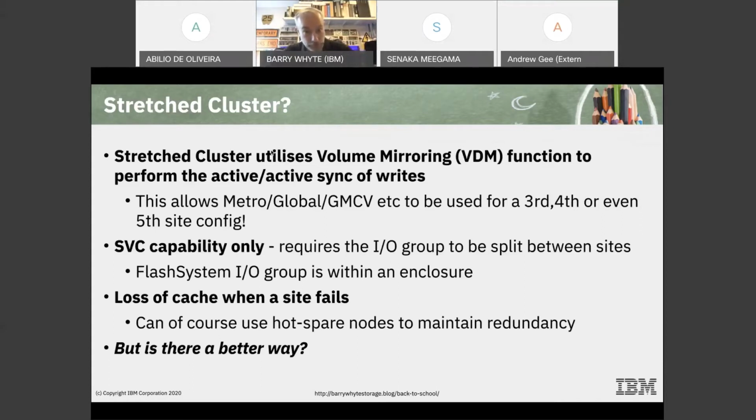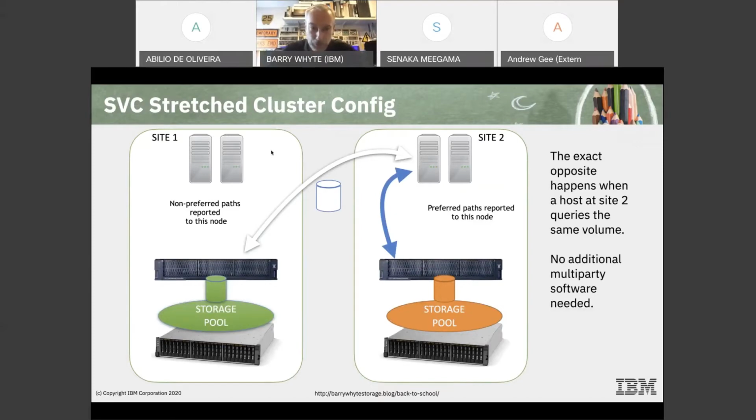It's only SVC. Obviously it requires the IO group to be split between the 2 sites, so the flash system can't provide that. One of the things though that it does mean is that if we go back to the previous picture, say you do lose site 1, then obviously you've lost that node. And so those 2 nodes are doing the write caching. And so at the point that you lose that node, you're down to only having a single node providing the access for those volumes. And so we switch into a write through mode at that point.